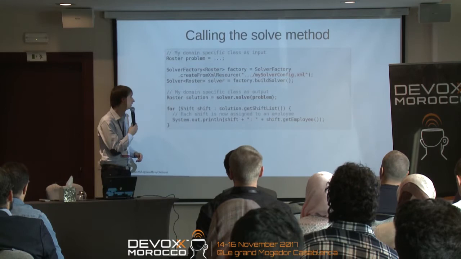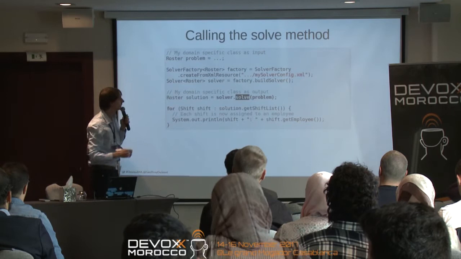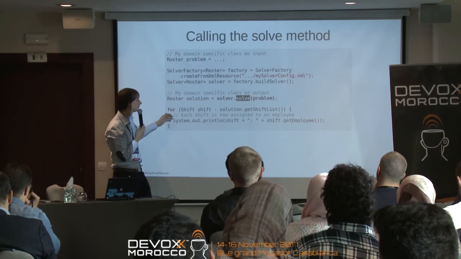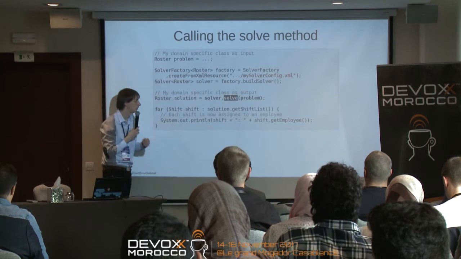And then, based on the solver, you can say solver.solve. This is the big thing, the thing to keep in mind. The solver.solve method returns a new instance of the roster, and then, for example, I can go through all of my shifts. Again, this is a class I defined, not in OptaPlanner core. And you just say, okay, for each shift I have this employee, for example, if you want to output it. But just to give you an idea of how that would work. So this is the big thing: solver.solve, give it a problem, get a solution.